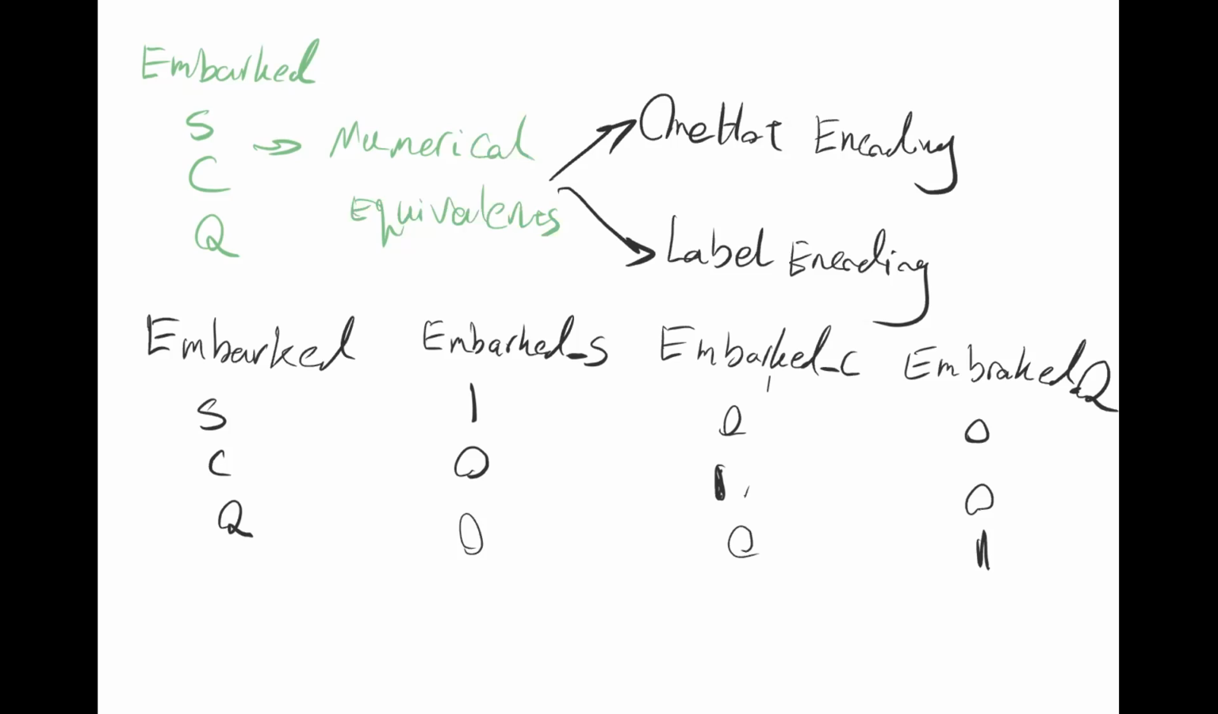So for example, embarked S is 1, meaning the observation belongs to category S, but embarked C is 0 because this category is not C. Embarked Q is 0 because in the first observation, the category is not Q.